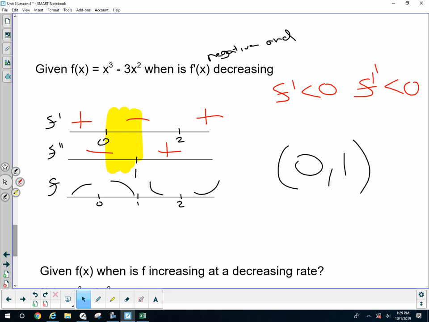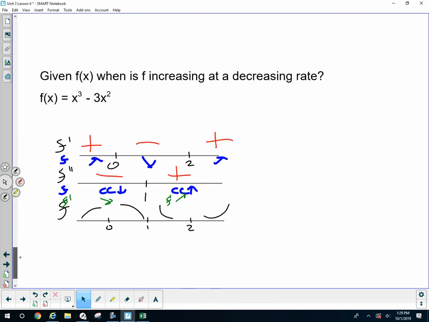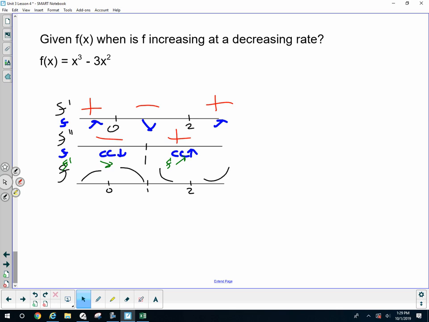The third one, though. When is f increasing at a decreasing rate? Discuss this with your neighbors, and then I'll tell you how I think about it.